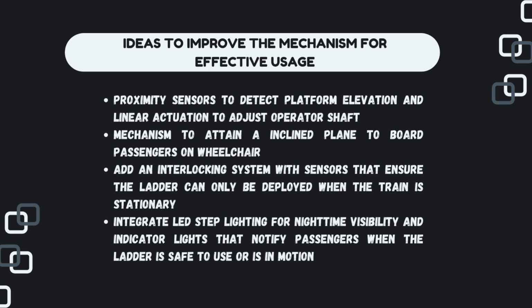Here are the ideas to improve the mechanism for effective usage. We can attach proximity sensors which detect platform elevation, and linear actuation to adjust the operator shaft mechanism to attain an inclined plane to board passengers in wheelchairs. Add an interlocking system with sensors that ensures the ladder can only be deployed when the train is stationary. Integrate LED step lighting for nighttime visibility and indicator lights that notify passengers when the ladder is safe to use or is in motion.